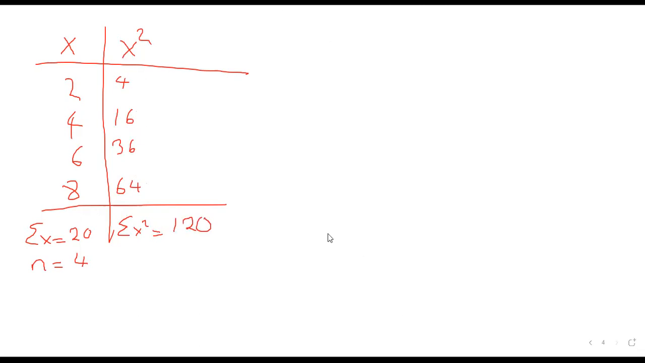So you'll be asked to find 3 things or 4 things. Number 1, the mean. The formula for the mean is summation of x over n. The symbol for the mean is x bar. So what is summation of x? 20. And what is our n? 4. So when you divide 20 divided by 4, our mean is 5.